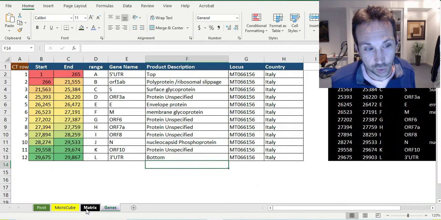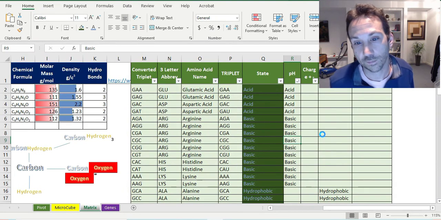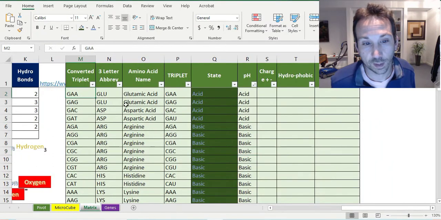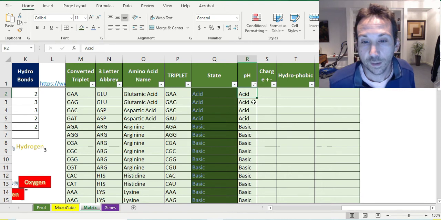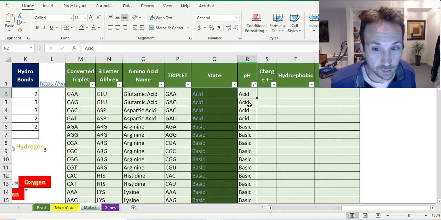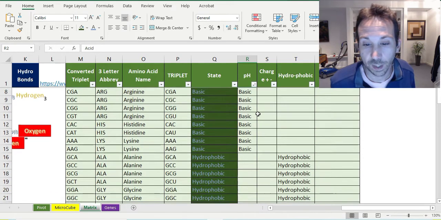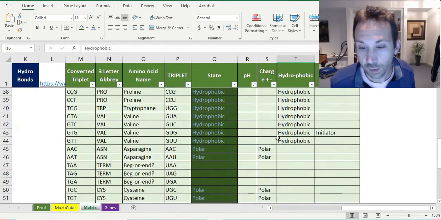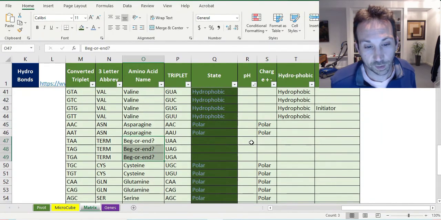Been working on genes and been working on amino acids. Amino acids are fun. There's 20 of them. They are 3-character chains of RNA, and they have names, and they have a state. That's what I learned about the last few days: they can be either relatively acidic and have a low pH, or relatively basic and have a higher pH than the pH of 7 in the body. They can be hydrophobic, meaning they fear water or resist water, or they can be polar with no charge.